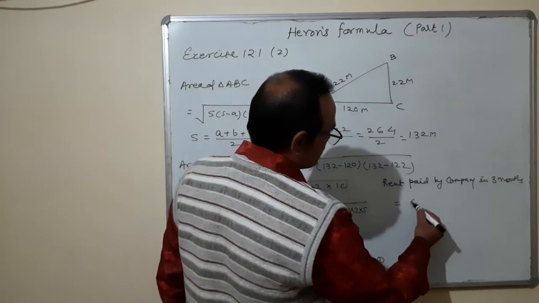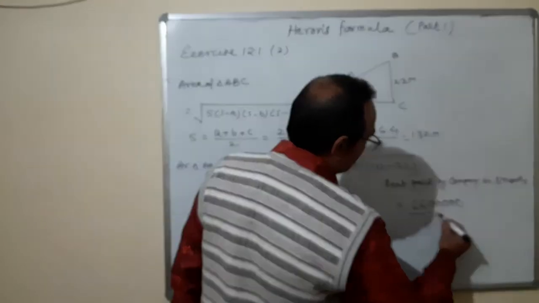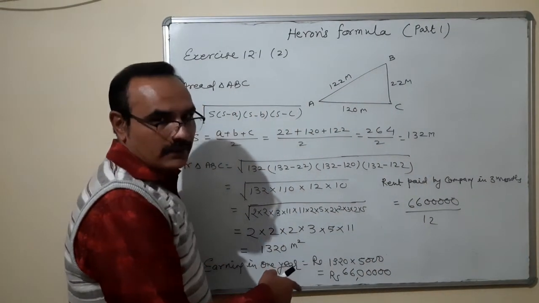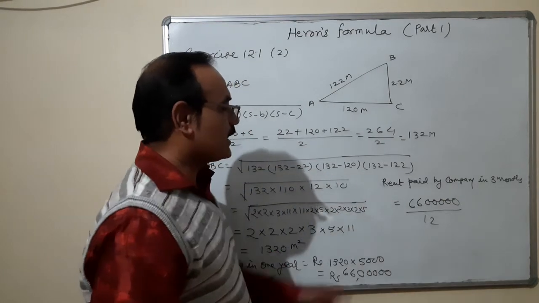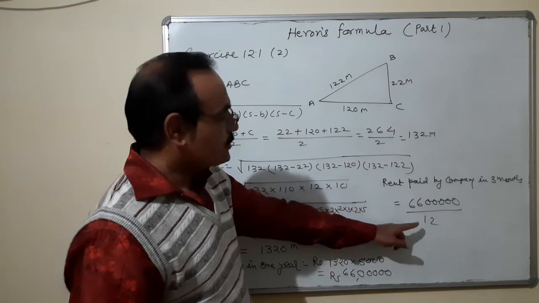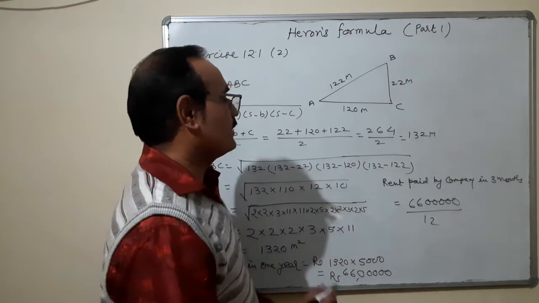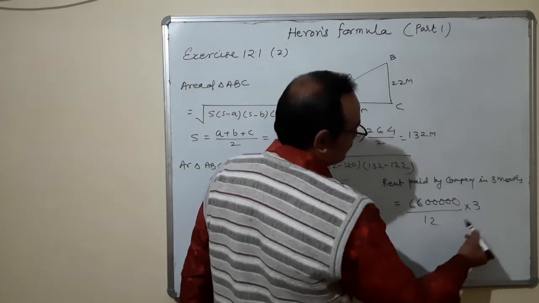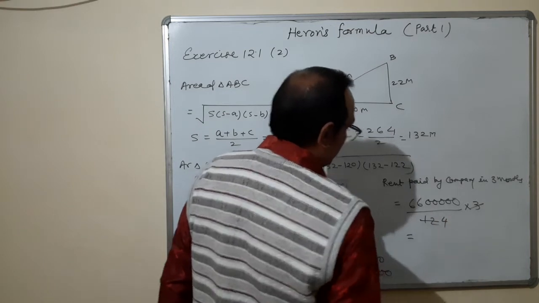So I have to write here 66 lakh divided by 12. Why divided by 12? Because this is earning for 1 year. 1 year has how many months? 12 months. So divided by 12 means the earning of 1 month. So this is the rent paid in 1 month, and we are finding the rent paid in 3 months, so multiplied by 3. And now we will divide it.